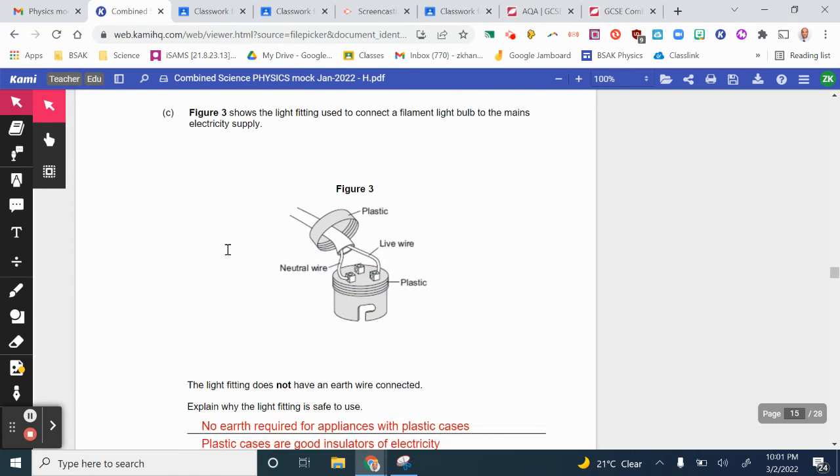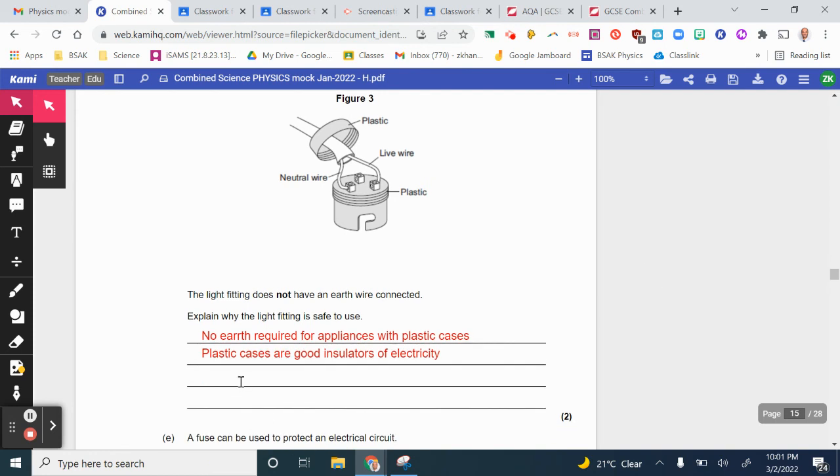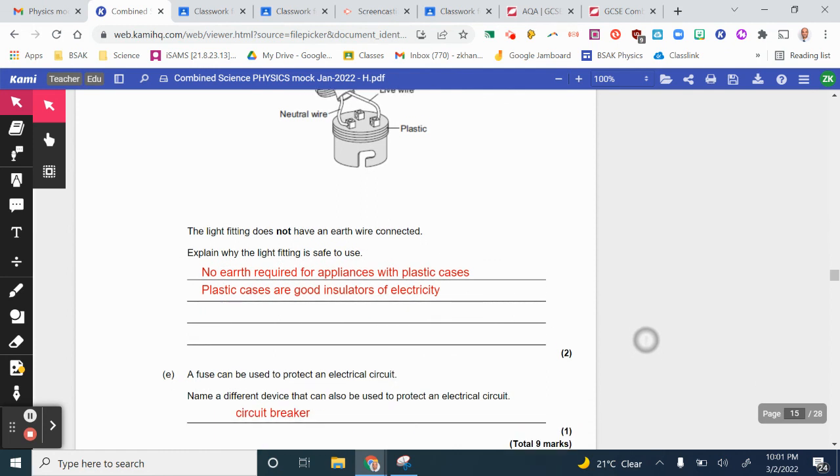Part C, we've got a light bulb holder which only has 2 wires, and the earth wire is missing. Now that's okay, and the reason why that's okay is because the case is surrounded in plastic, and plastics do not conduct electricity very well. So plastics are good electrical insulators, and no earth is required for plastic cases.